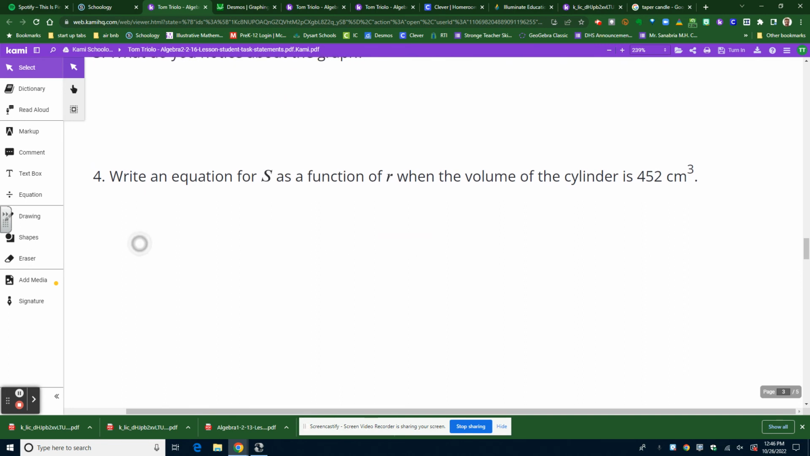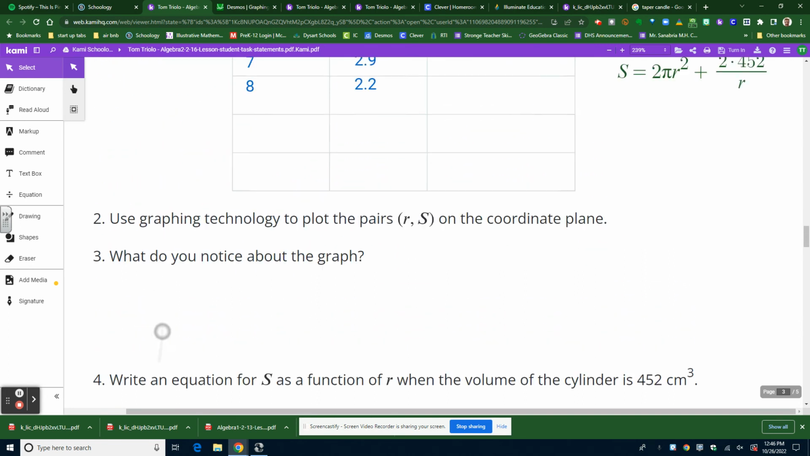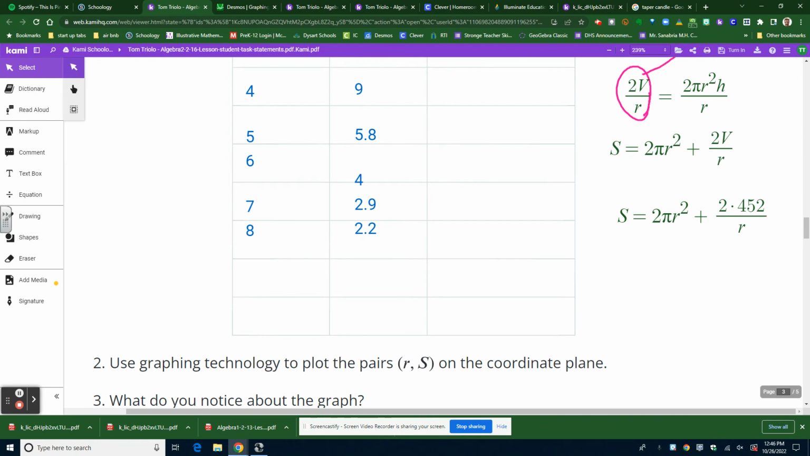All right. So write the equation for s as a function. I think we did that already. We make it. I know. And I told you today's building blocks. Tomorrow, I promise, the actual functions will be a lot simpler. Promise. Okay? What's 2 times 452? 904. So let's just simplify this.